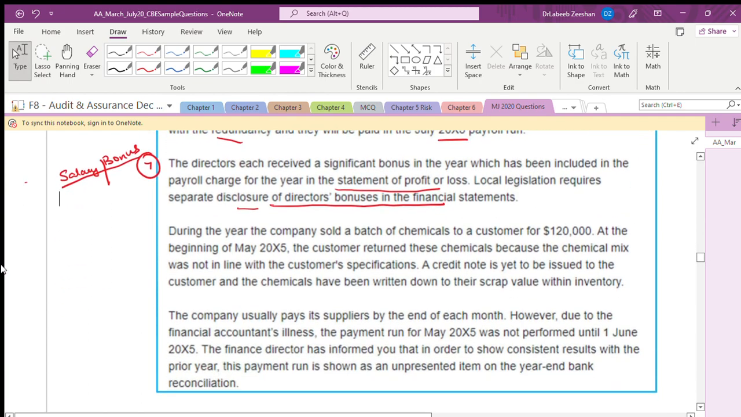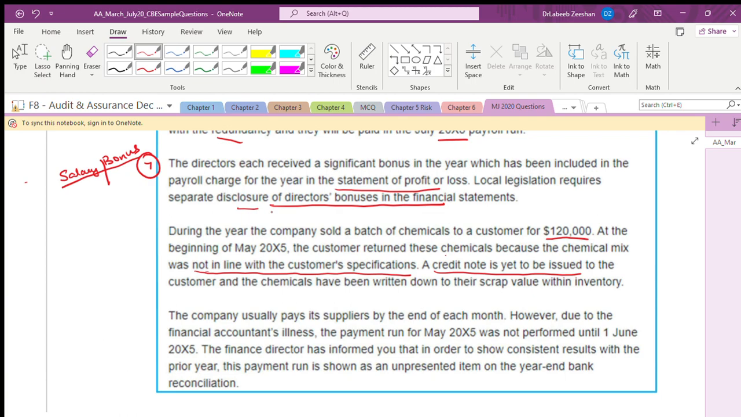During the year, the company sold a batch of chemicals to customers. Again, there is a glitch here. At the beginning of 2005, the customer returned the chemicals because the chemical mix was not in line with the customer's specification. A credit note has yet to be issued to the customer.